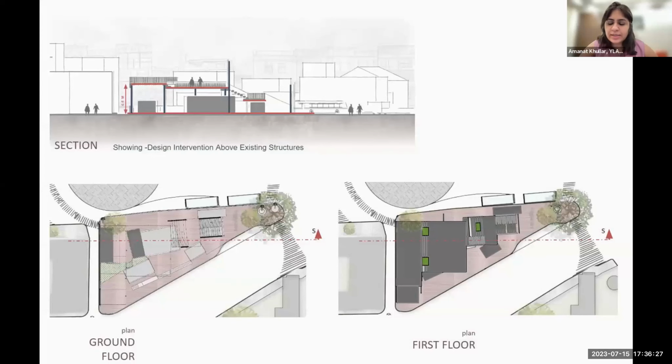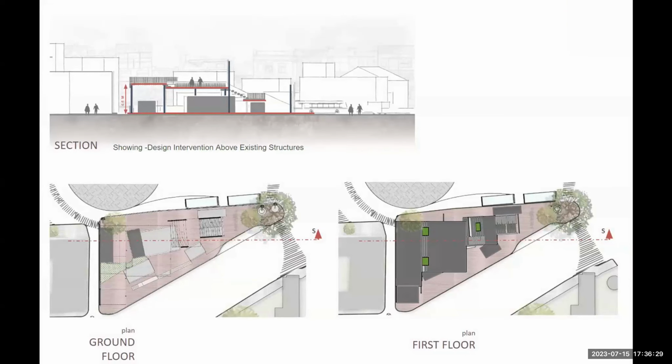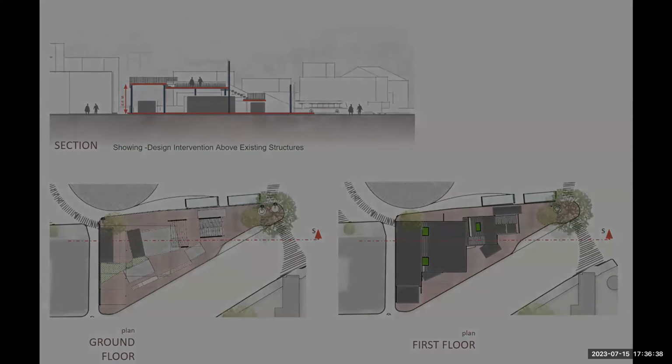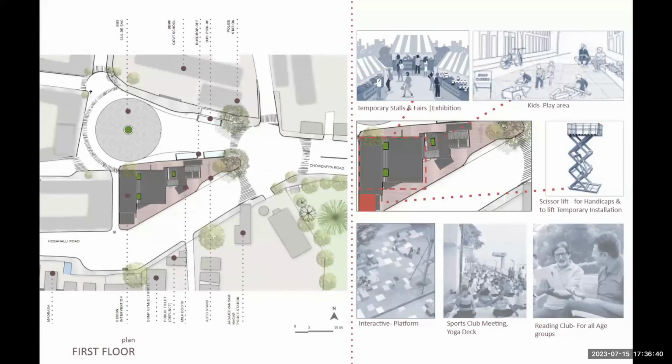Hi, Hema, can you hear us? Yeah. What is the carriageway that is coming there? Because I think there are a lot of shops presently there that have been occupied. After you redesign this, what is the width of the road that is coming there?